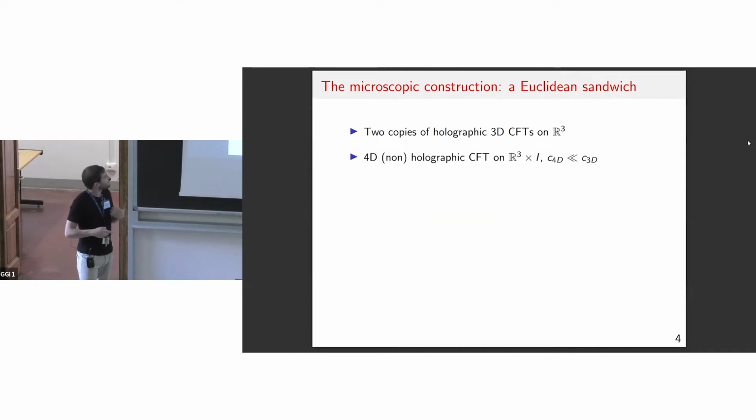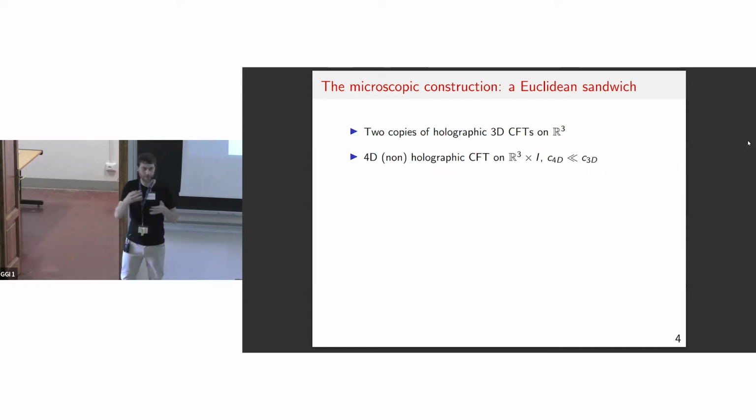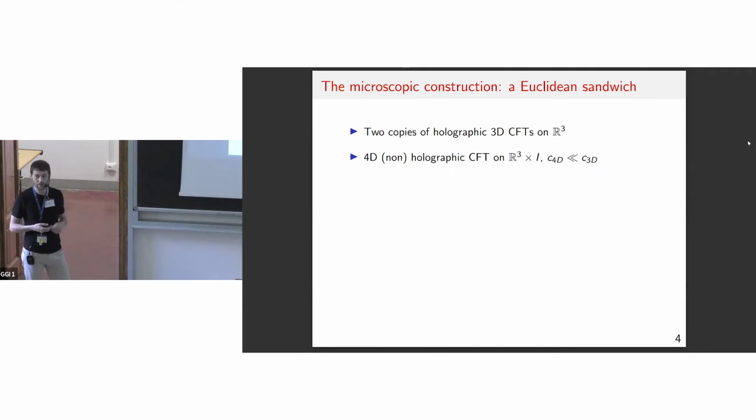And then we consider a 4-dimensional CFT, which can in principle be holographic, but it doesn't need to be. And in general, it won't be. And this 4-dimensional CFT lives on R3 times a finite interval. Now, one feature that we want from this 4D CFT is that we want it to have many fewer degrees of freedom than a 3D theory.